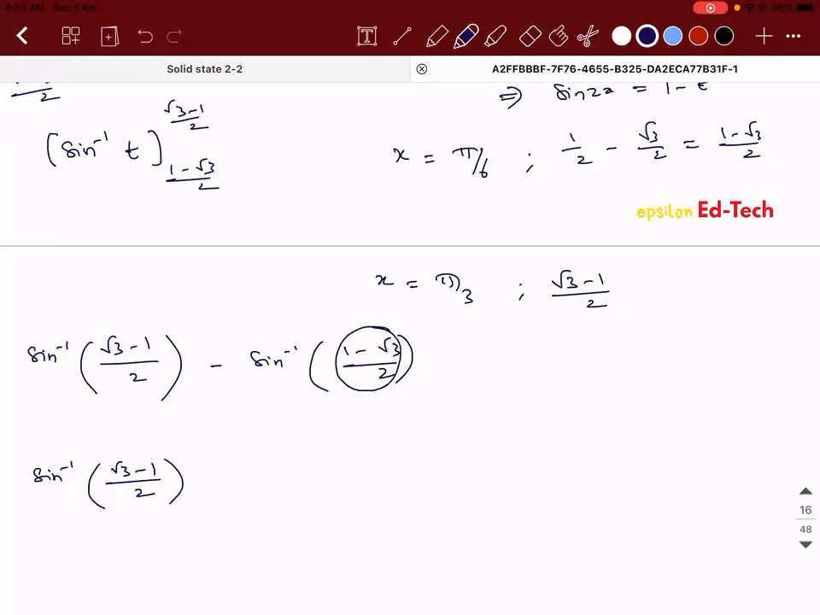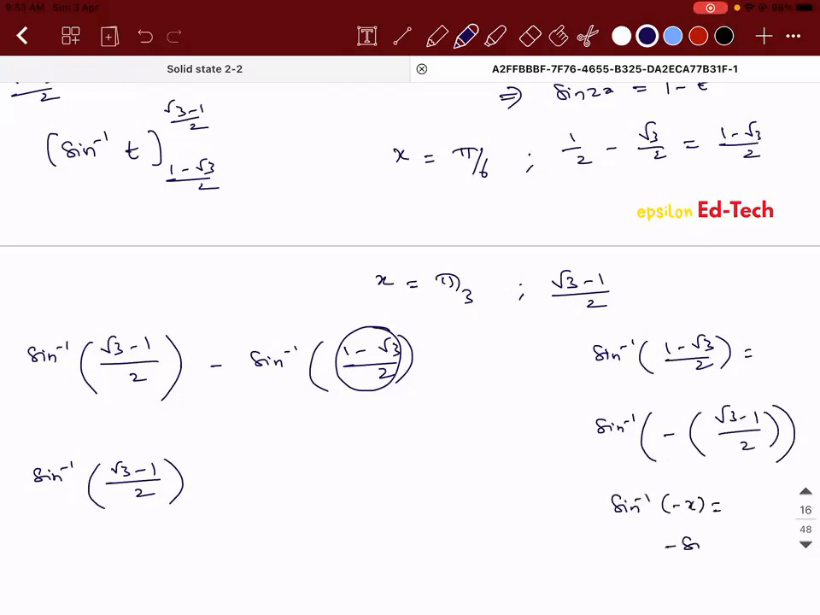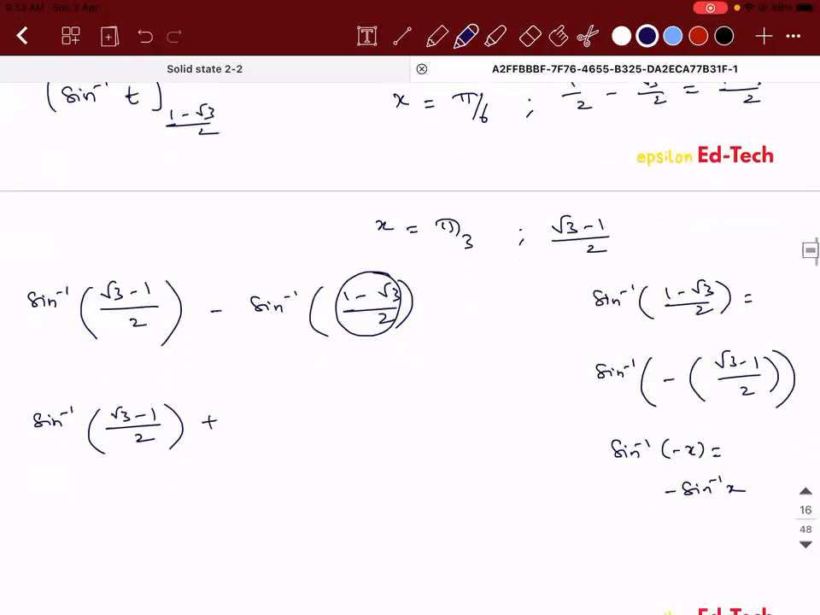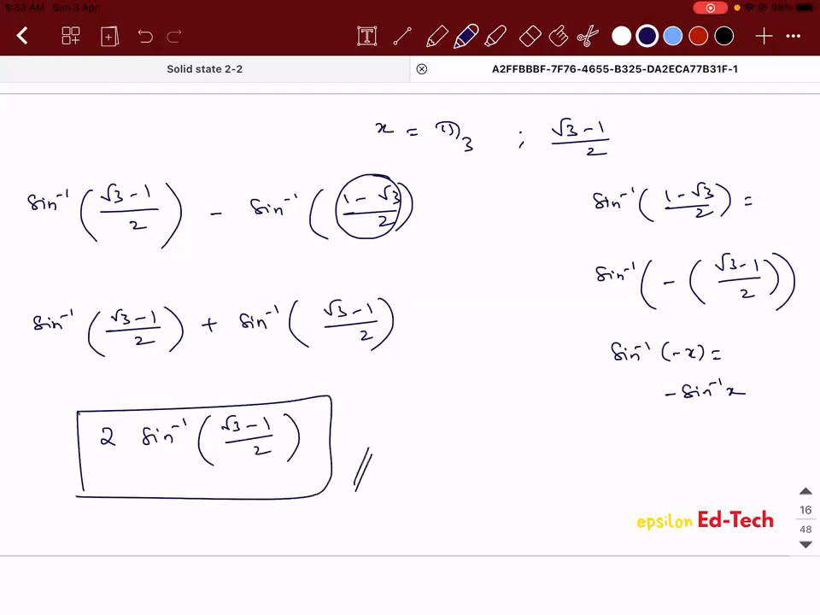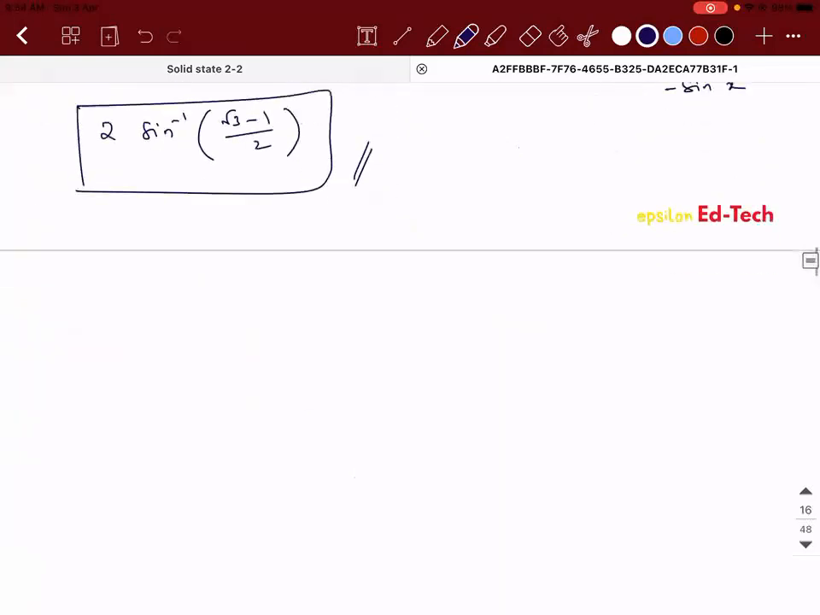If I take the minus sign outside, then sin inverse of 1 minus root 3 by 2 is the same as sin inverse of minus of root 3 minus 1 divided by 2. But what is sin inverse of minus x? It is minus sin inverse x. So this will become plus sin inverse of root 3 minus 1 divided by 2. So when you add both, the answer will come out as 2 sin inverse of root 3 minus 1 divided by 2. Okay. So this is the answer.